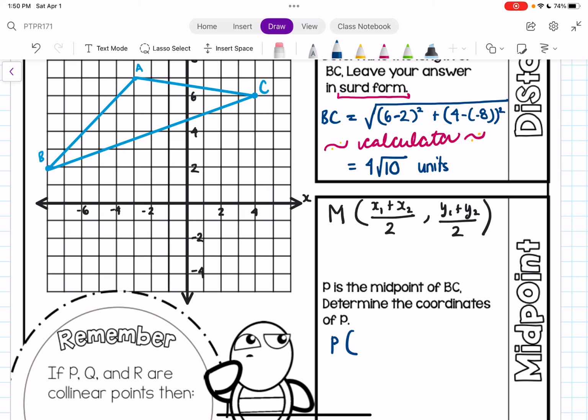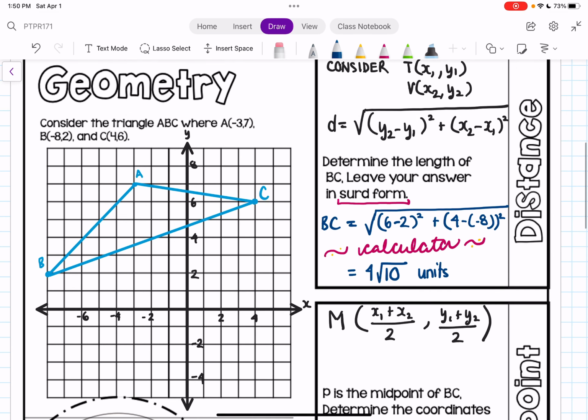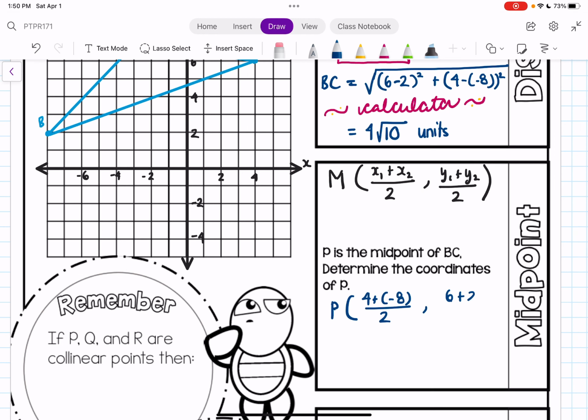So add the x values and divide it by 2, and add the y values and divide it by 2. And then you can just put this into your calculator to get your answers. Again, I shouldn't be seeing middle steps happening.